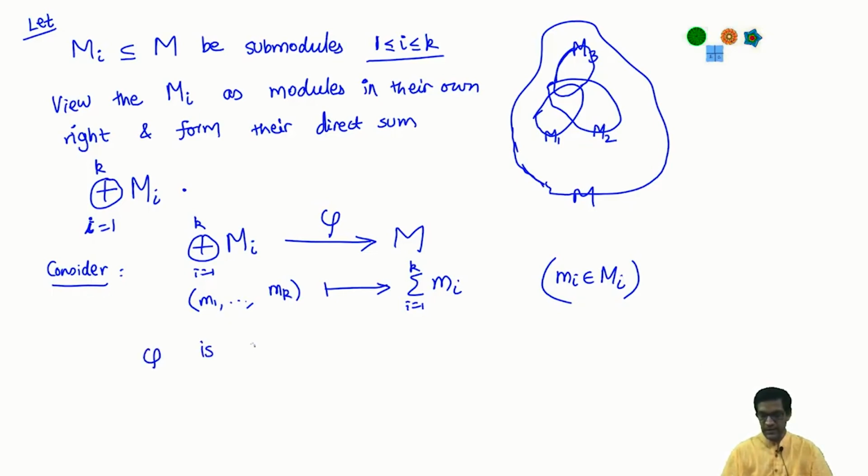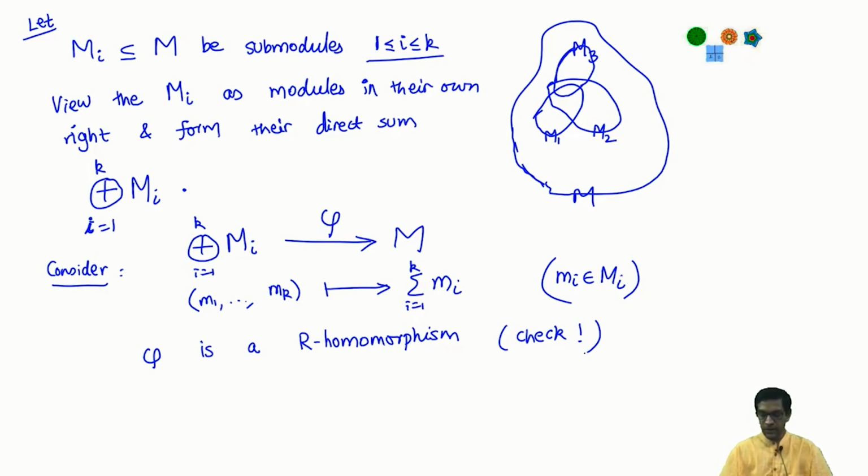So phi is an R-homomorphism, where R is the ring over which everything is a module. Check, this is again from the fact that the direct sum has all componentwise operations. Okay, so phi is an R-homomorphism, that's very easy.